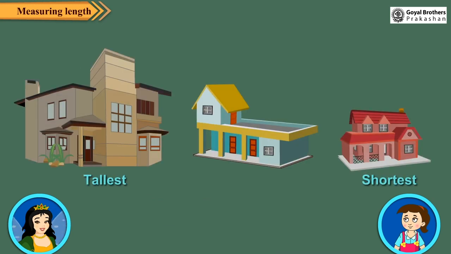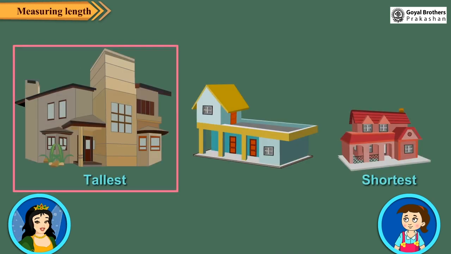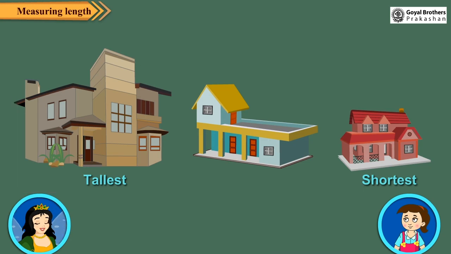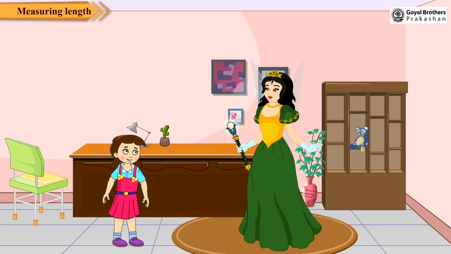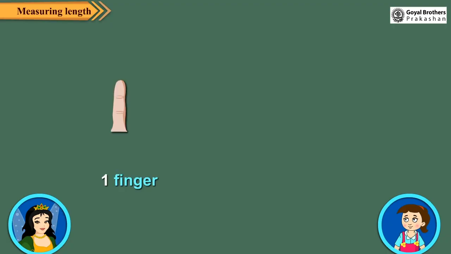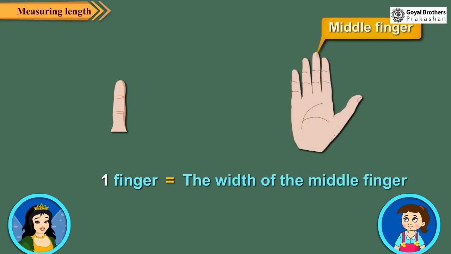When we compare three buildings, then we can say that the first building is tallest and the last building is the shortest. We use some of our body parts to measure the lengths of objects. Please explain the method in detail. Okay. One finger is equal to the width of the middle finger.